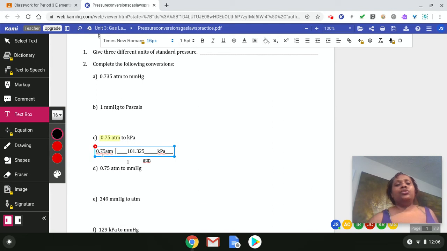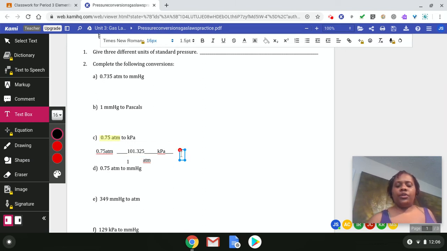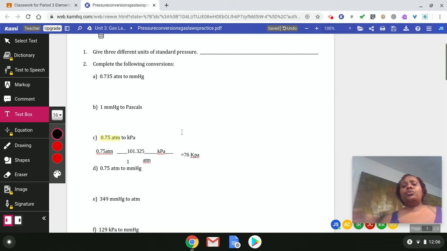Technically, we need 2 significant figures, but if you were to put 75.99, of course, I would not count off for that. But I am going to actually put it to the correct number of significant figures, so 75.99 would have to round to 2 significant figures. So this answer would be 76 kPa. Okay? And that's how you do your conversion problem.